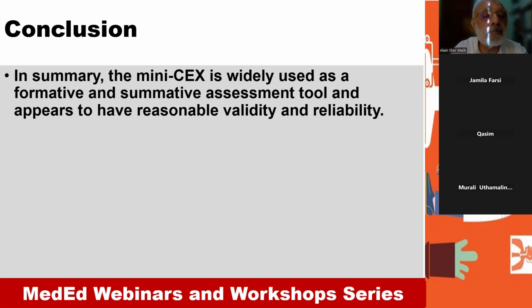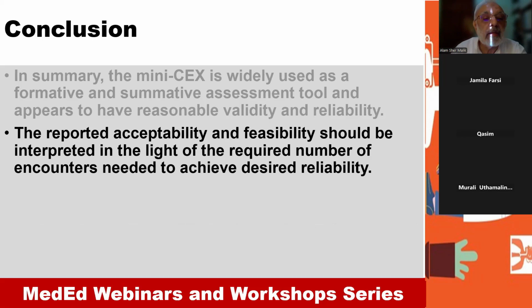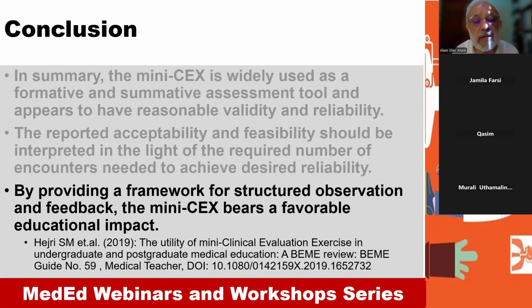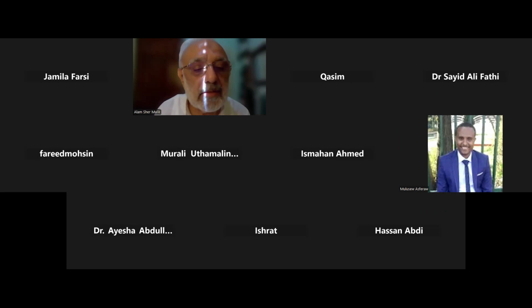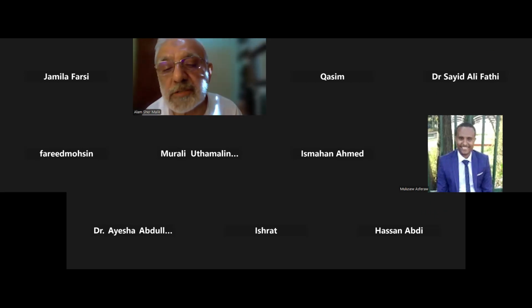So in conclusion, the mini-CEX is widely used as a formative and summative assessment tool and appears to have reasonable validity and reliability. The reported acceptability and feasibility should be interpreted in the light of the required number of encounters, meaning a minimum of 6 encounters. And by providing a framework for structured observation and feedback, the mini-CEX bears a favorable educational impact. So that is the overall conclusion of the studies on mini-CEX. I would be happy to answer if you have any more questions.